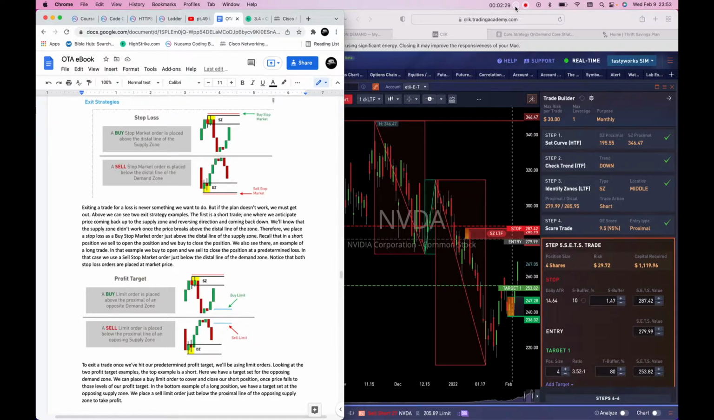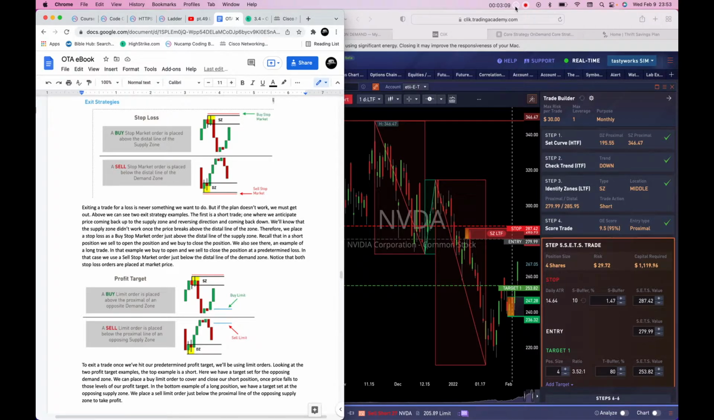Now recall that in a short position, we always sell to open the position and we buy to close the position. Now looking at that same example, we also see there an example of a long trade. In that example, we buy to open the position and we sell to close the position at a predetermined loss. In that case, we use a sell stop market order just below the distal line of the demand zone. Notice that in both situations, the stop loss orders are placed at market price.